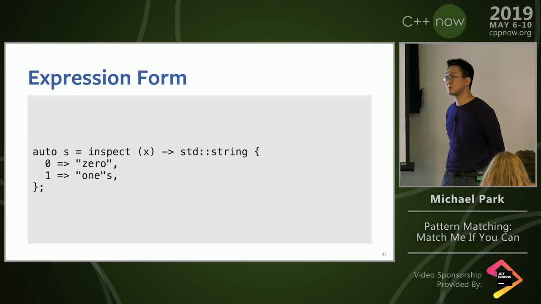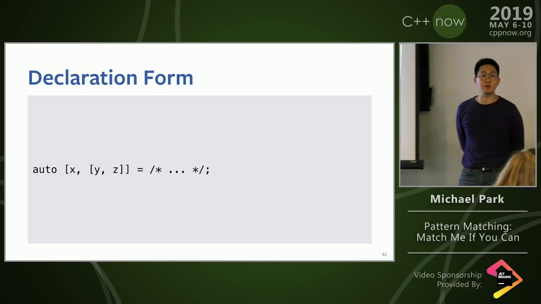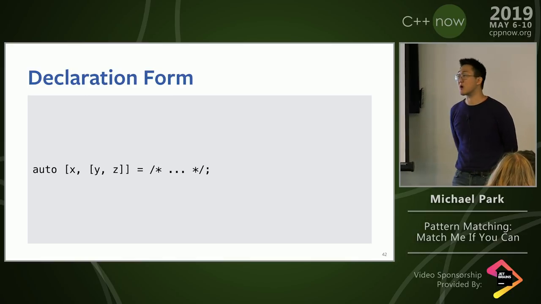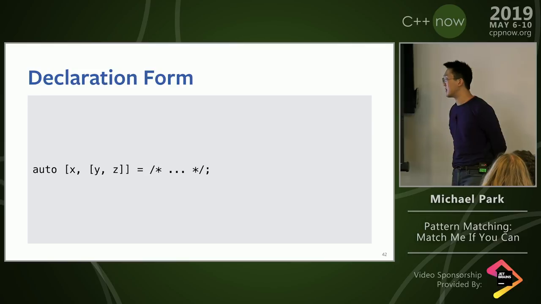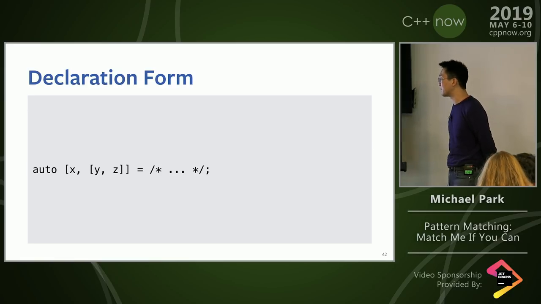Any other questions? Okay. The last thing, which is actually not included in the paper but we would like to think through, is the declaration form. What kind of patterns would we actually allow in this initialization? This is not allowed today, the nested structured bindings form, but we'll get into the thinking around what we would allow in here later.